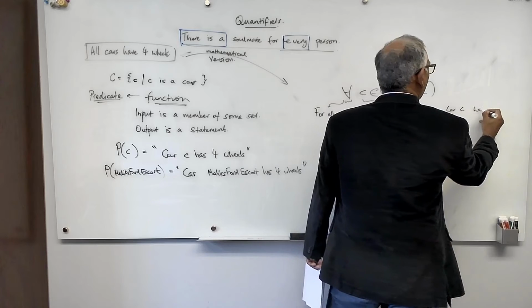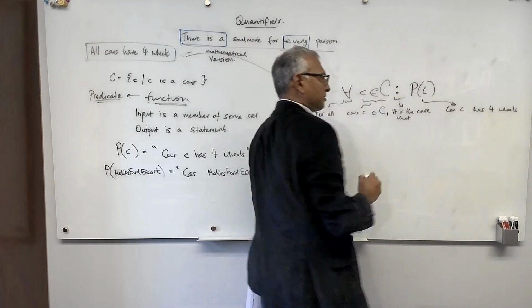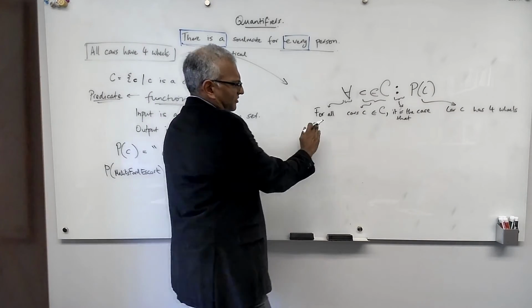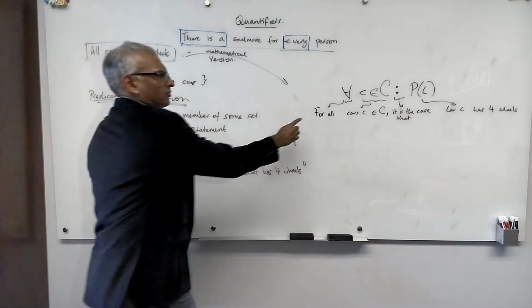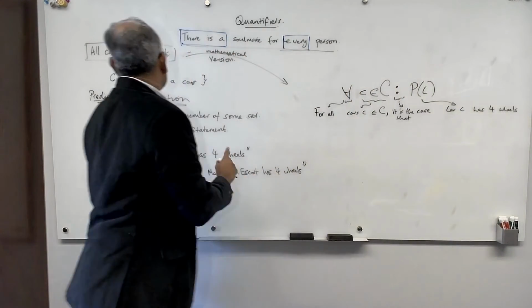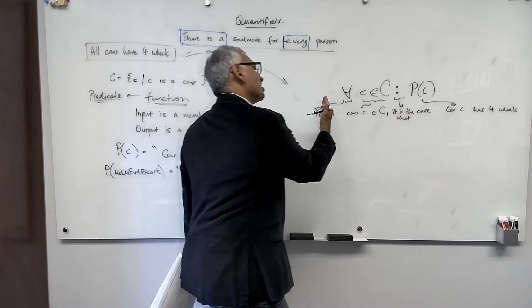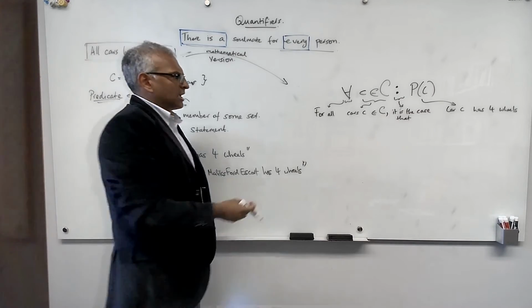Car C has 4 wheels. Okay, and that's P of C. So you see, this is a very long-winded way of saying exactly that: for all cars, it is the case that car C has 4 wheels. That's exactly that. Okay, and this is just a notation that captures this.